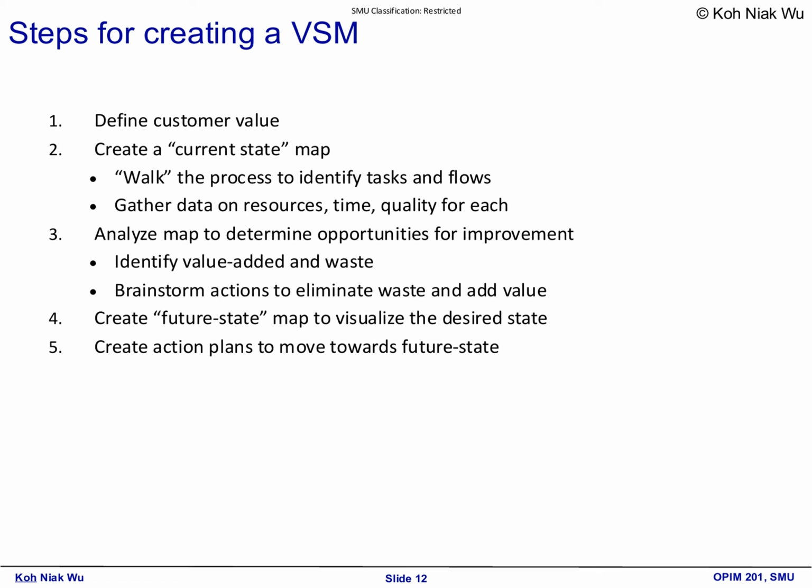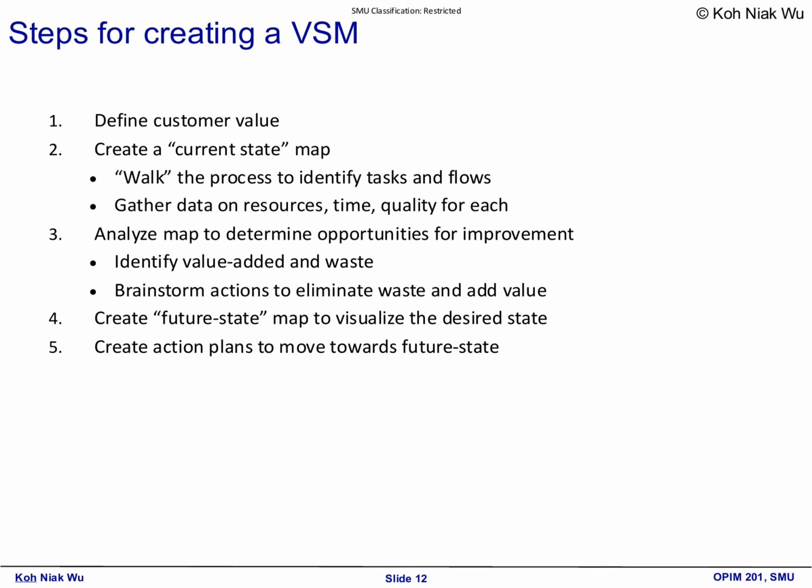For instance, if you notice delays in the coffee shop during peak hours, brainstorm ideas like adding more staff or streamlining the ordering process. 4. Create a future state map. Visualize the desired state. Using the coffee shop example, you might want to show a process where orders are taken on tablets, reducing wait times. This map outlines how you want the process to function after improvements.